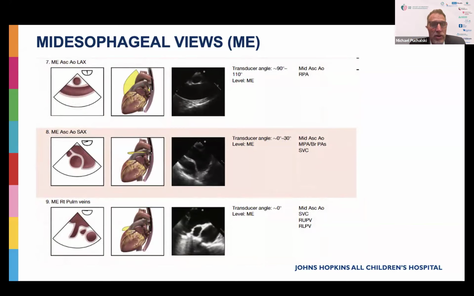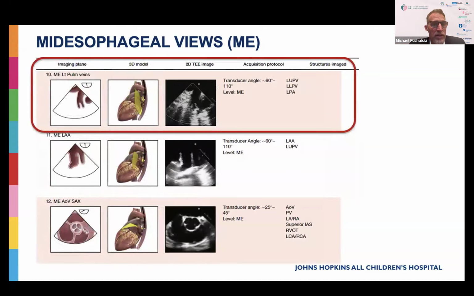Back at the 90 to 110 plane, if you rotate your hand a little bit rightward, you can pick up the mid-esophageal ascending aorta sort of laid out in long axis with the RPA behind it. And then on the next view, you're picking up the RPA as it swings around behind the aorta in cross section. And you can utilize this view for things like the bidirectional Glenn, for instance. If you rotate more rightward, you're going to pick up the right pulmonary veins here, as well as the SVC.